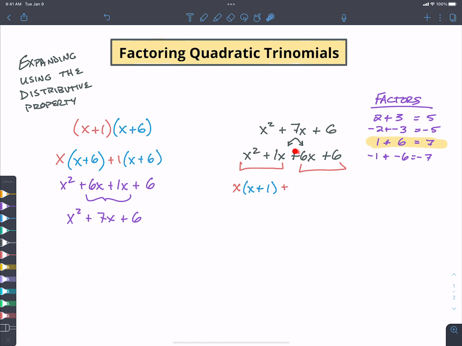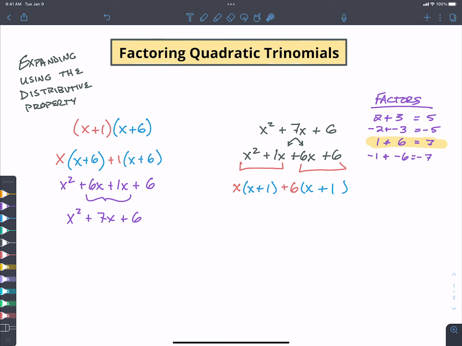and because we've got the addition here, I'm going to look to see what is common between these two things. And I could factor out a 6 from those two things. So if I bring a 6 out, then what I'm left with is 6 times what gives me 6x? That's going to be x. 6 times what is going to give me positive 6? That's going to be plus 1.